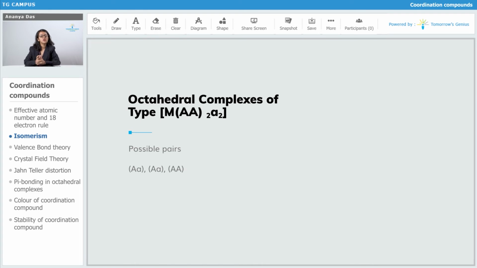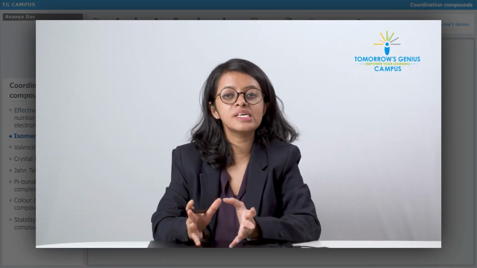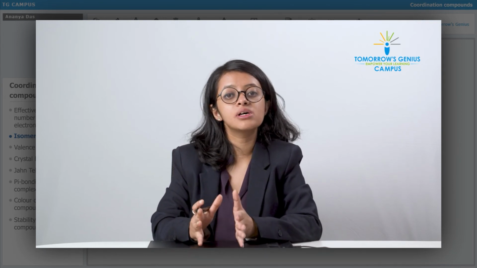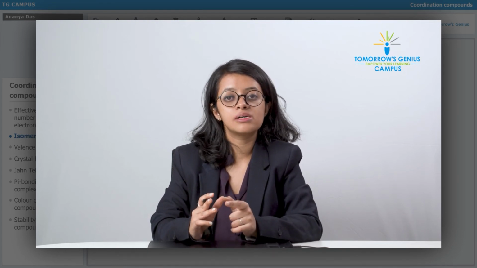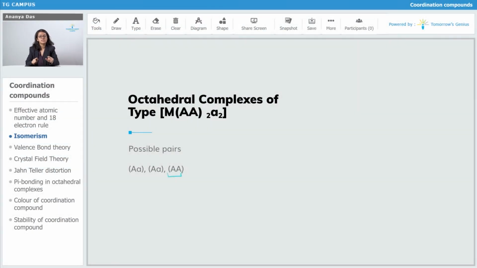So next we come to the octahedral complexes of the type M(AA)2A2. So in this the didentate ligand is also present twice and the unidentate ligand is also present twice. So we look at the possible pairs. So this is the first possible pair. Okay, so in this you can see that A is trans to A. But I had told you that when there is a didentate ligand, you cannot possibly keep the same ligand in the trans pair. But there is a catch to this rule also. If the number of the didentate ligands is greater than 1, then you can keep the donor atoms of the didentate ligands in the same trans pair. That is why A is trans to A in this case.